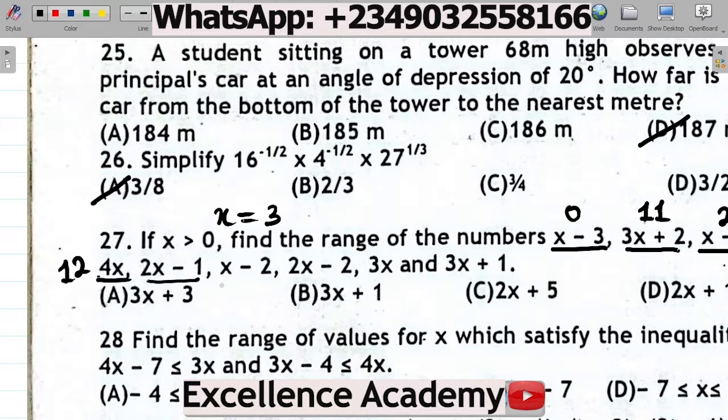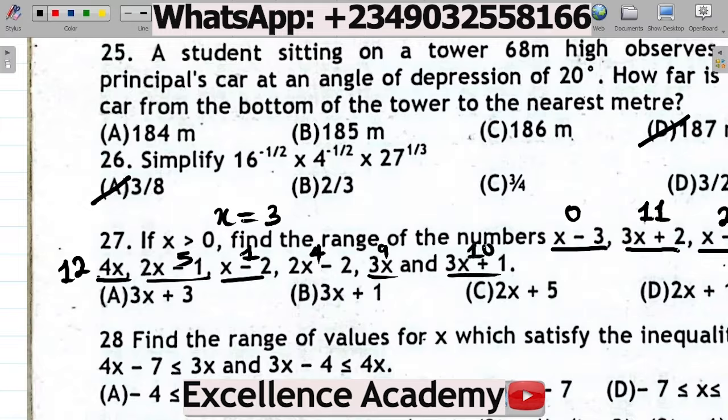For this value here, 2x minus 1. 2x is 2 times 3, which is 6. 6 minus 1 is 5. So this will give you the value 5. Come to this, x minus 2. 3 minus 2 gives you 1. Here, 2x is 2 times 3, which is 6. 6 minus 2, that will give you 4. And then 3x is 3 times 3, which is 9, and then 3x plus 1. 3 times 3, 9 plus 1, 10.